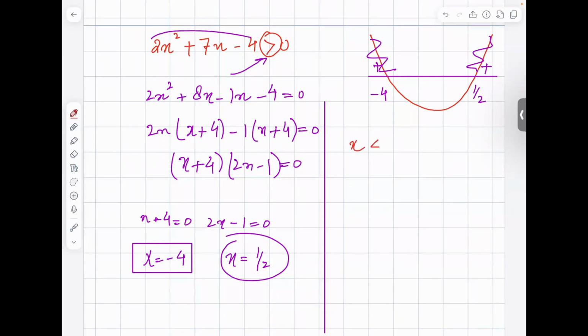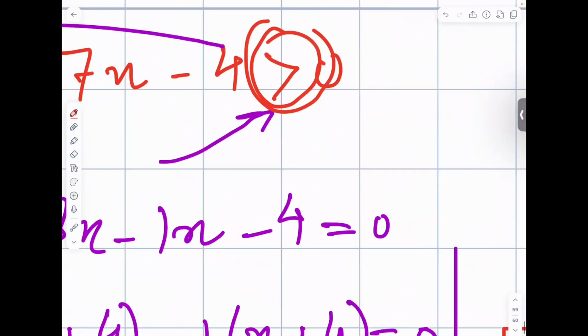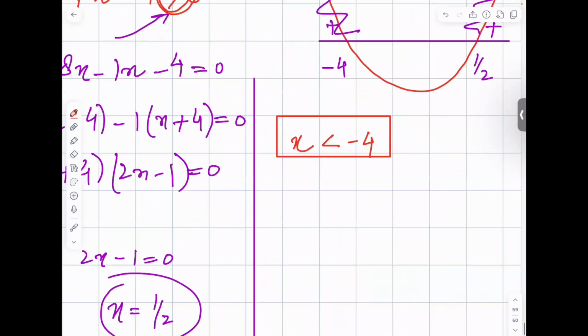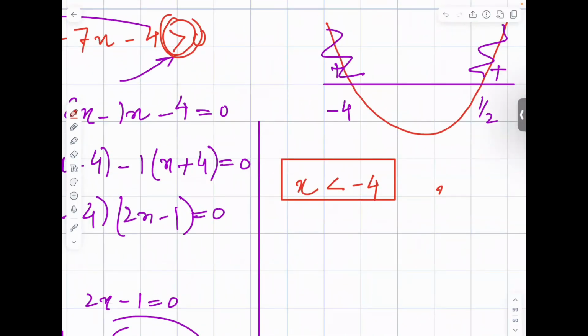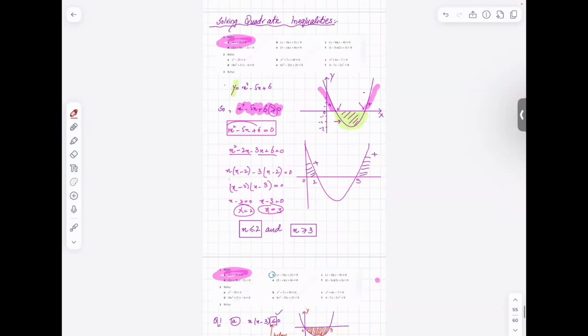So what would be the answer? X is greater than minus 4. We will follow instructions from here. Okay. Here it was like strictly increasing. That's why in the answer I'm keeping it as x is less than minus 4 and x is greater than 1 by 2.